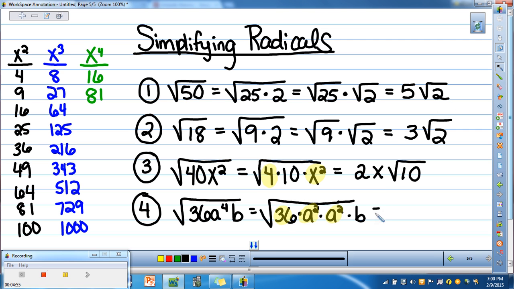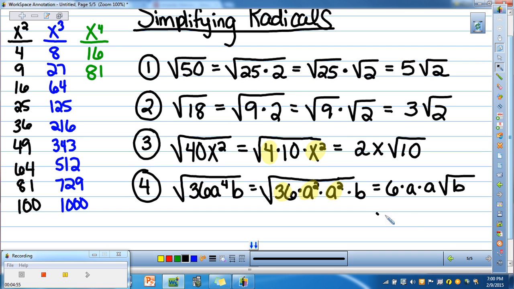When we think about bringing those out in front, the square root of 36 is 6. The square root of a squared is a. We have another one of those, and we're left with a b on the inside of our radical sign. Altogether, we have 6a squared in front times the square root of b.